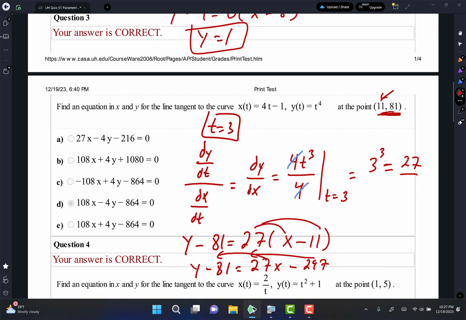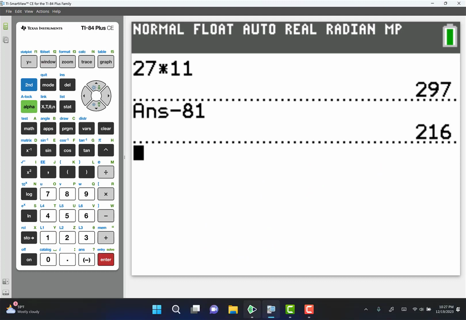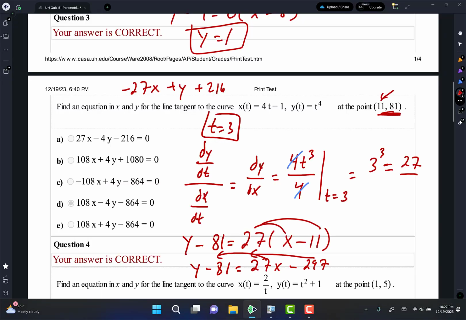So let's see. I'm going to write it up here, guys. Negative 27x, then plus y, and then negative 81 plus 297. So 297 minus 81 is 216. Equals 0. So let's look for that. At first glance, I mean, let's see. 27x minus 4y minus 216 equals 0.